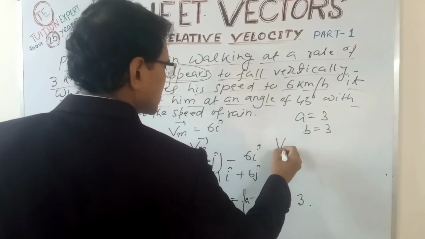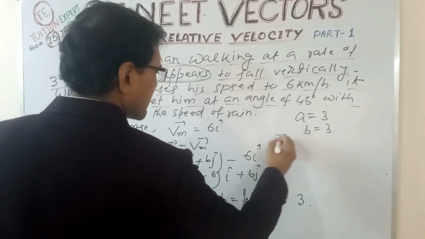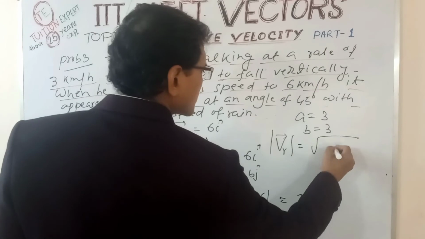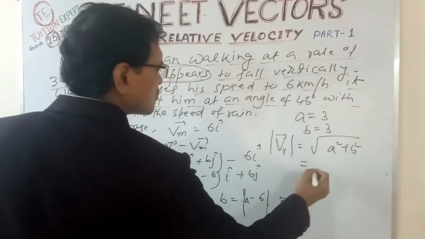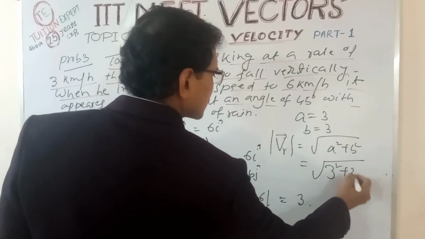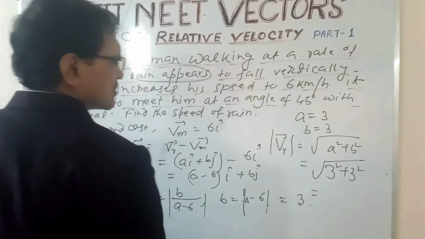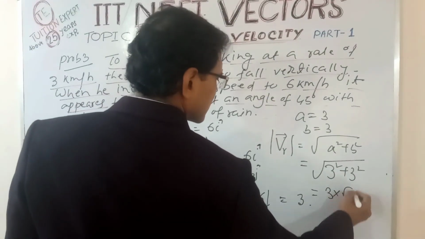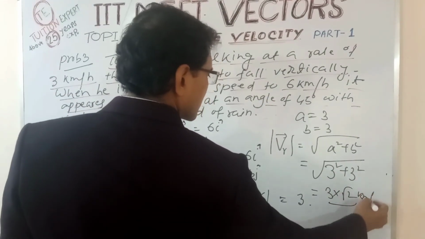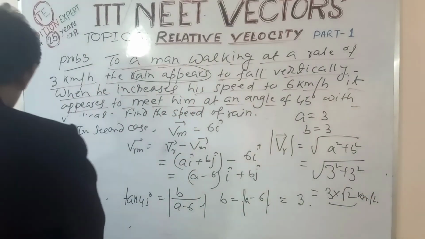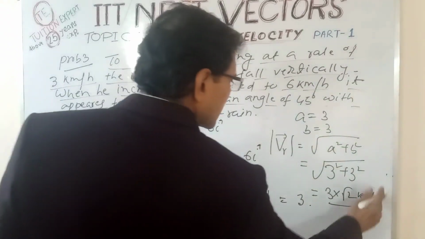So now we get the magnitude of velocity of rain equal to root over a square plus b square, which is equal to 3 root 2 kilometer per hour.